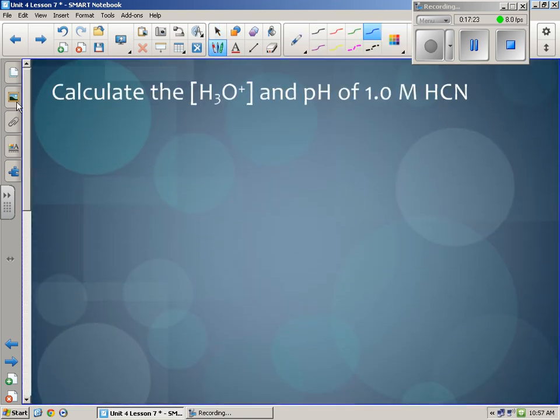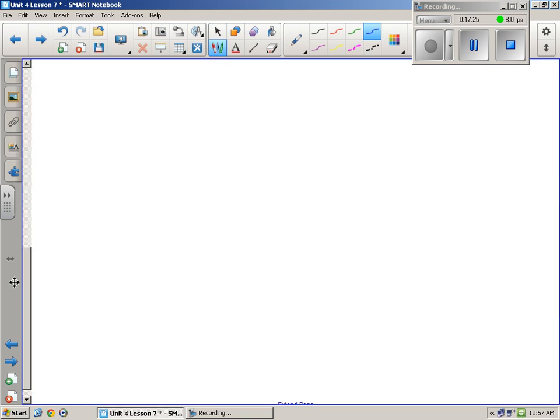We got a 1 molar of what? HCN. So I'm going to start with a good old-fashioned equation here. And water. And the first thing I should ask myself is, is HCN a strong acid or a weak acid? Because if it's a strong acid, we got a pretty easy question here. Is it strong? No. So once again, I'm going to use double arrows to represent that this is not going to completely ionize.